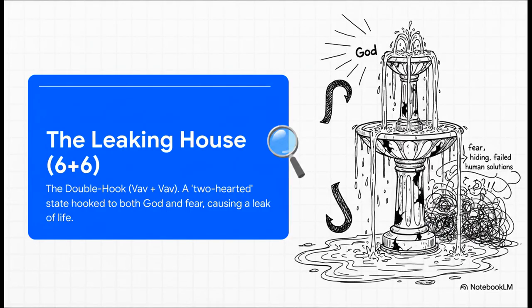Let's talk about the bleeding woman. Her 12 is actually a broken 6 plus 6 structure. What does that mean? Well, the sixth letter in the Hebrew alphabet is Vav, and it means a hook or a connection. So she represents this double hook state. She's kind of two-hearted. She has one hook reaching out in faith towards God, but the other hook is snagged on fear, on hiding, on 12 long years of doctors and failed solutions. And this creates a terribly unstable system. It's like a beautiful fountain that's constantly leaking, draining the very life it was designed to hold.